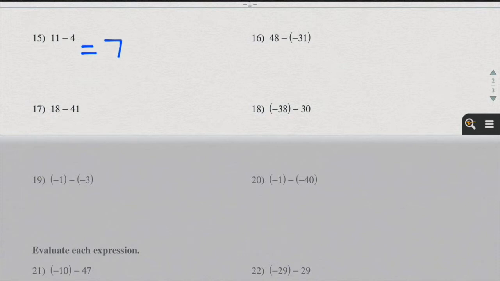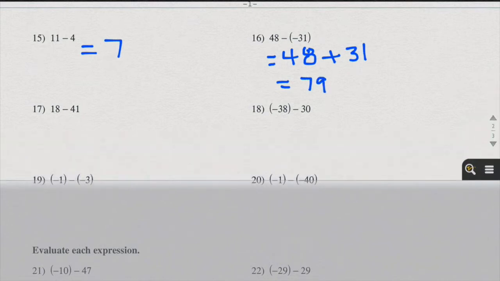Number 16, 48 minus -31. So let's go ahead and rewrite that. 48 remains, and you have a minus and a minus becomes a positive 31, and what we end up getting on this is 79.